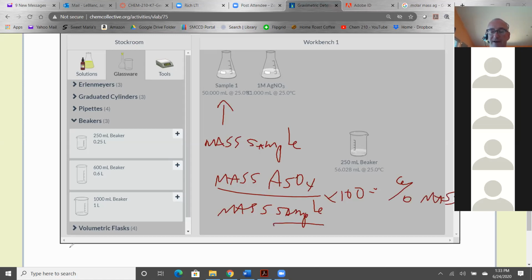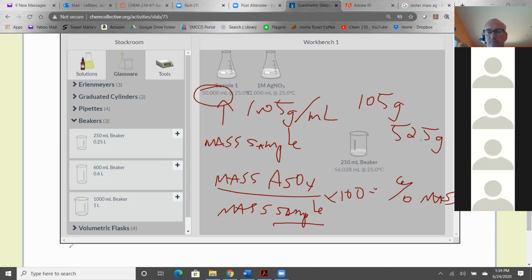And in order to calculate the mass of the sample, you only have volume, right? You only have 50 mils. So you don't know what the density is, and you don't know what the mass of that is. You need the density, and the density is 1.05 grams for every mil. So if I have 100 mils of sample, it weighs 105 grams. So 50 mils would be half of that, or 52.5 grams.